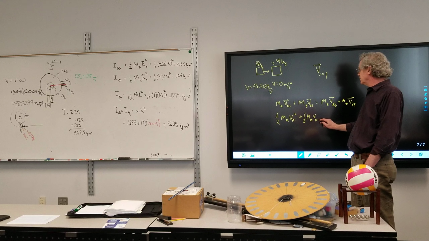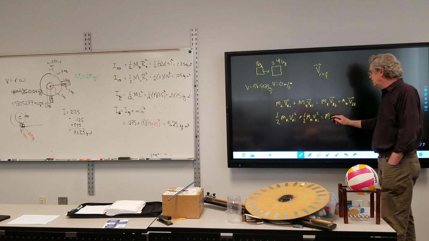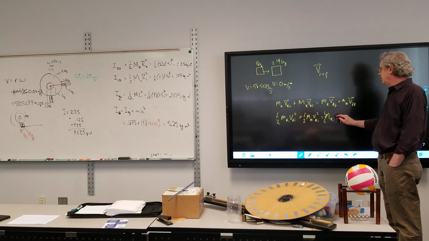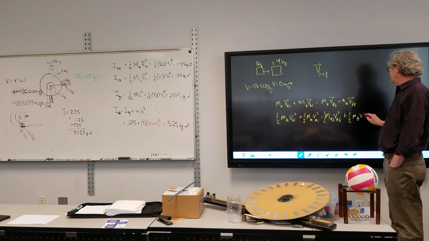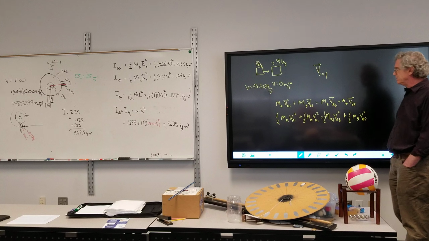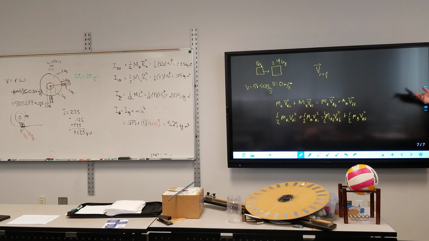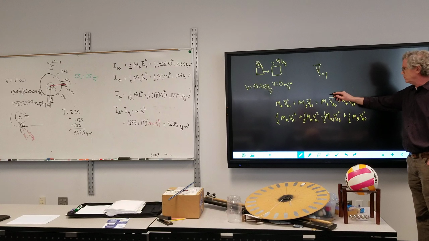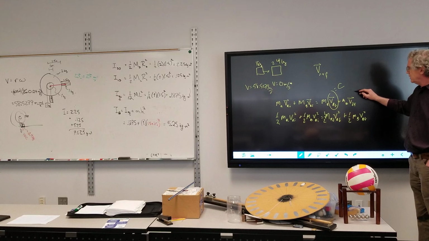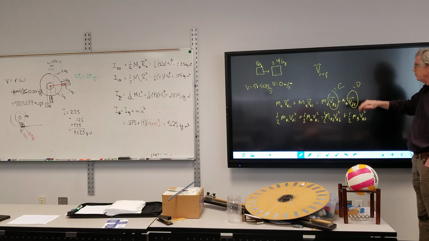P of box initial squared equals 1/2 mass of rod speed of rod final squared plus 1/2 mass of box speed of box squared. All right, so that's what we're working with. Those are basically conservation of momentum and conservation of kinetic energy. Let's just go ahead and plug and chug, and I'm going to set this equal to C and this equal to D just to avoid having to write subscripts.